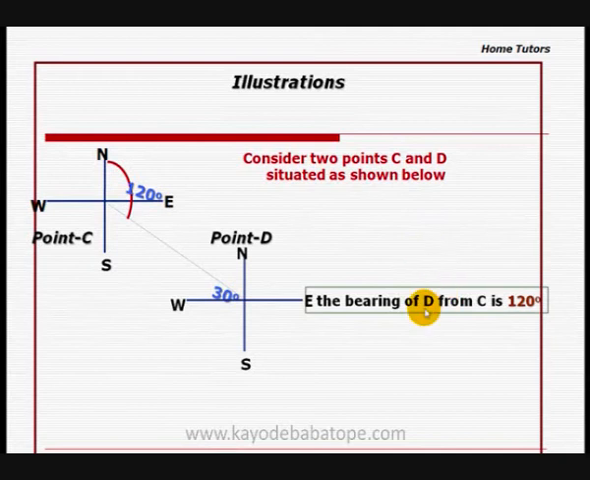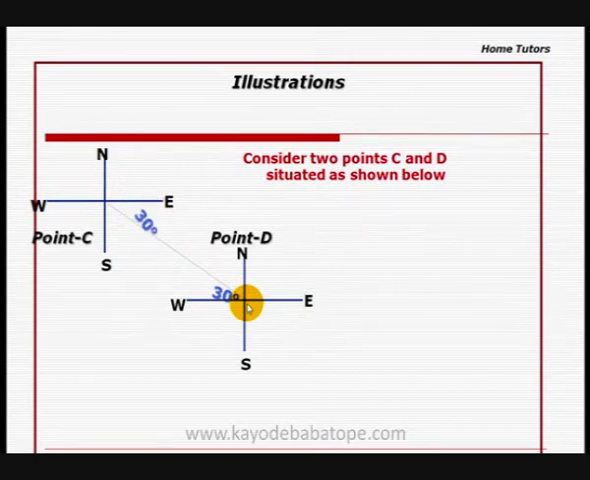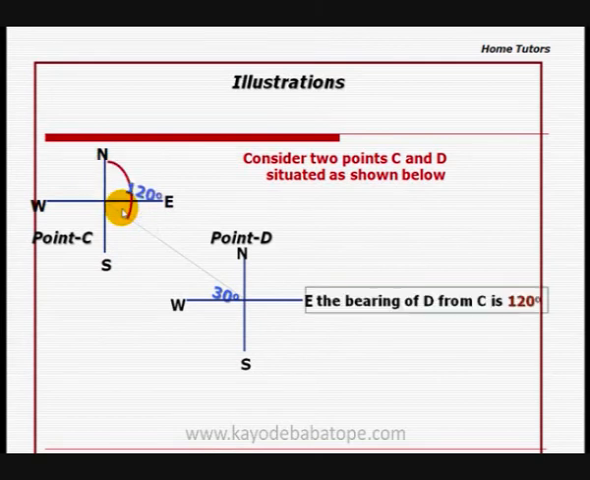The bearing of D from C, that is the bearing of D starting from C, will be this angle, the angle starting from the north of C up to the line that is joining the 2 points. So remember that we said that because this angle is 30 degrees, this angle is also 30 degrees. So if this angle is 30 degrees and we know that this angle is 90, the whole of this angle is going to be 120 degrees. So the bearing of D from C is 120 degrees in terms of three-figure bearing.